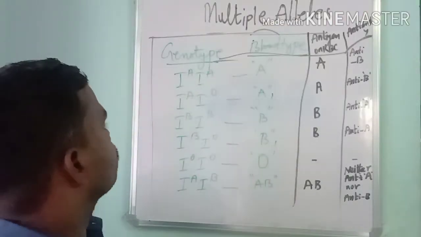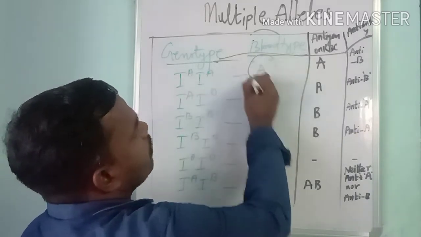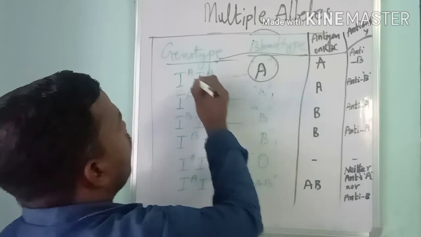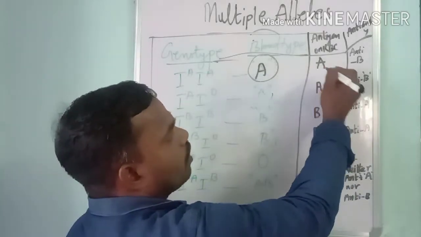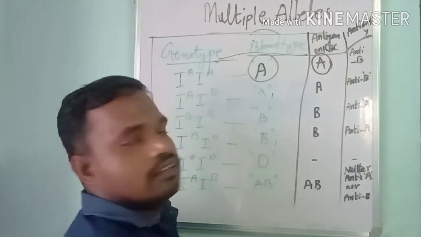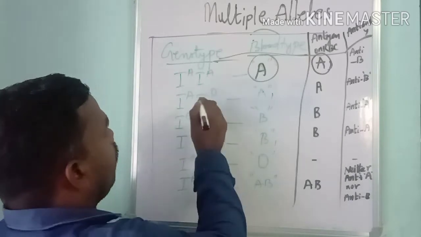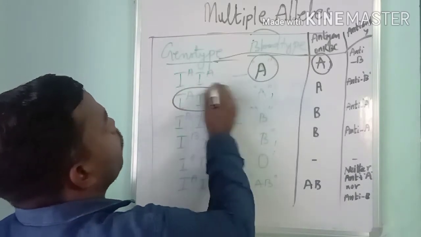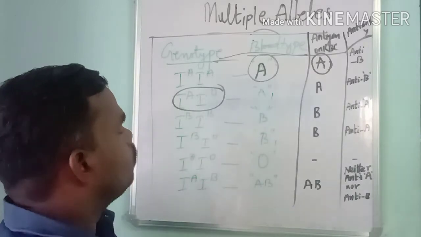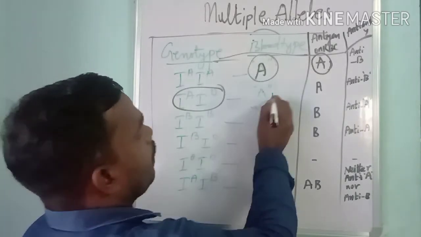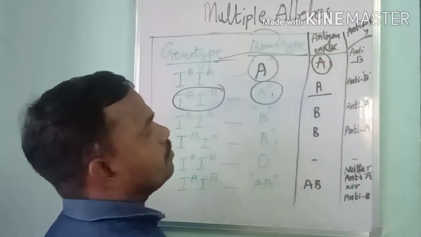Look at genotype IA alleles. The blood type is A. For the IA allele, the blood type is A, and the antigen found on the RBC is antigen A. For the genotype IAIO, it indicates blood type A. The antigen found on the RBC is A.